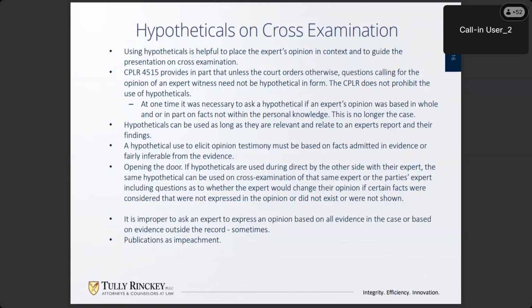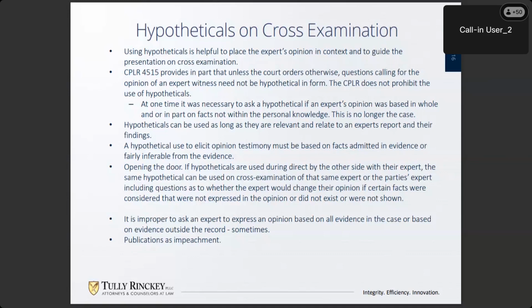At one time, it was necessary to ask a hypothetical if an expert's opinion was based in whole or in part on facts not within their personal knowledge. It's no longer the case, but it doesn't mean hypotheticals can't be used. They can. If the other side on direct opened up hypotheticals and used them, they can certainly be used. They've opened them up, and you can ask on cross-examination the same hypothetical. They can be used as long as they're relevant and they relate to an expert's report and their findings.